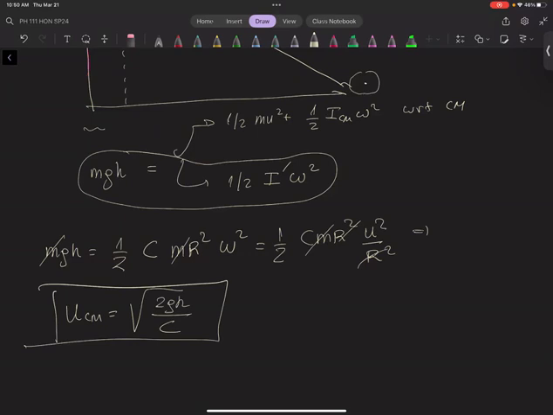The higher the C, the lower the bottom speed. Yes? Which one has higher C? One. The other is 1/2, and the sphere will always win. End of story. Cool.